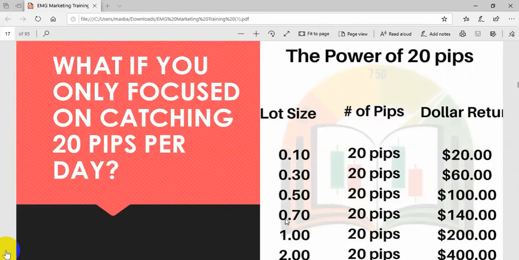All right. At lot size 0.70, that's $7 per pip, y'all. Well, guess what? That's $140 a day. What can that do for somebody? What can that do for somebody right now? Y'all understand? Standard lot, $10 per pip. When I started throwing standard lots on my 20 pip and dip strategy, let me explain something to y'all.